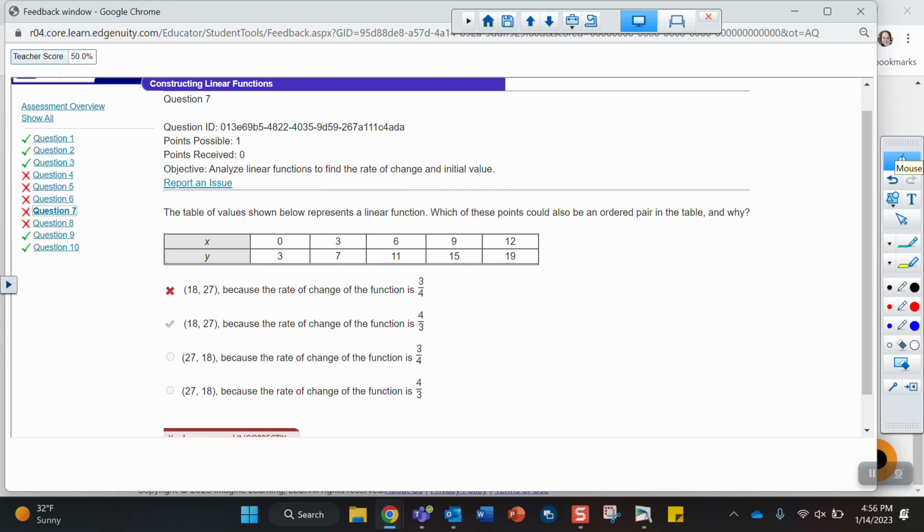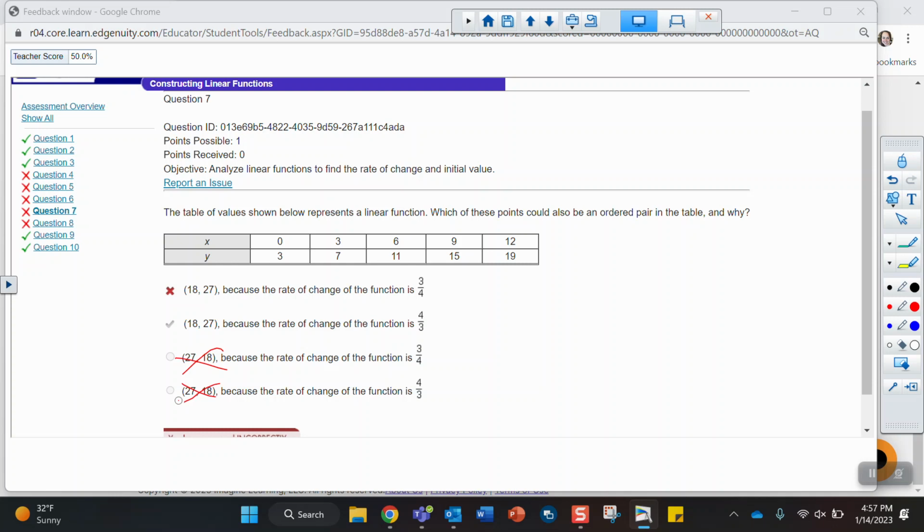The table of values shown below represents a linear function. Which of these points could also be an ordered pair in the table, and why? When we look at proportional relationships and linear functions, we know that the rate of change is going to be the same throughout the entire table. So it's asking which ordered pair fits in there. You can see that the x's are smaller than the y's, so that rules out these 2 points at the bottom. So then the question is, what is the rate of change? Let's actually do the calculation.